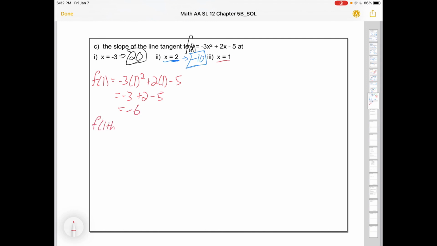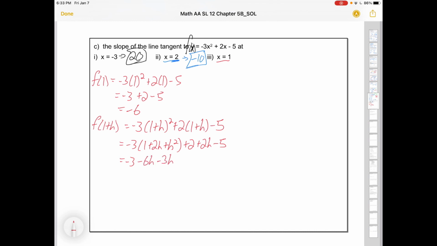Now let's find f of 1 plus h. I'll try not to do any goofs here. 2 times 1 plus h minus 5. And so we have negative 3, 1 plus 2h plus h squared plus 2 plus 2h. It's worth taking a second to appreciate the elegance of the thing we're doing here. We're getting around the fact that you can't use the same point twice by saying, here are 2 points that are just infinitely close together. Okay, I get minus 4h minus 3h squared. Maybe you're getting a sense of which number really matters there.